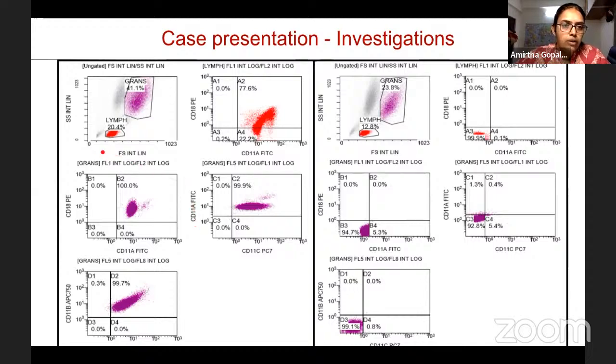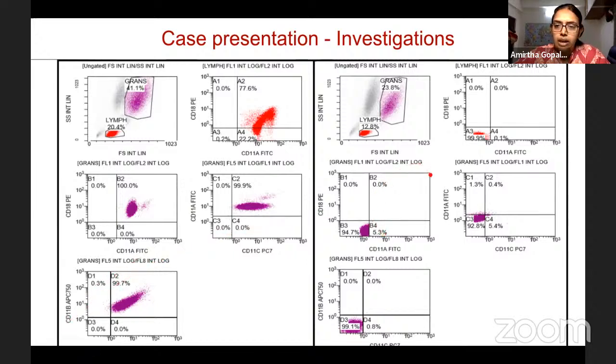This is a flow cytometry of a control on the left side of the panel. With forward scatter and side scatter, we have been able to get the neutrophils. If we look at these boxes, in the control, 100% of the neutrophils are expressing CD11A and CD18. If you recollect from the earlier slides, CD11A represents the alpha subunit of the integrin and CD18 represents the beta subunit. So 100% of neutrophils of the control are expressing both molecules. Similarly, 100% are expressing CD11C as well as CD11B.